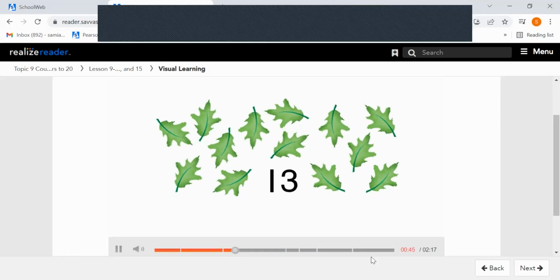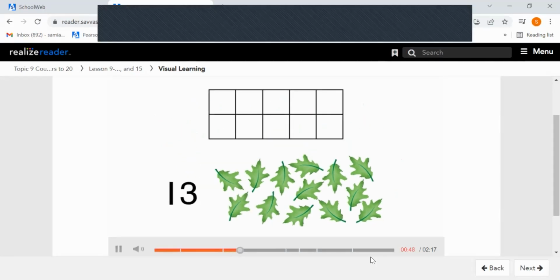Let's show 13 with counters and a 10 frame. 1, 2, 3, 4, 5, 6, 7, 8, 9, 10. The 10 frame is full. Make a new row below it with the other counters. 11, 12, 13. How do the counters match the leaves? There are 13 counters and there are 13 leaves.